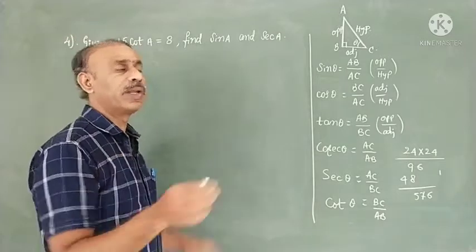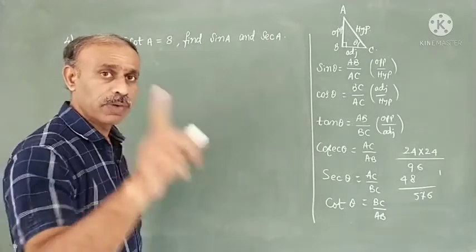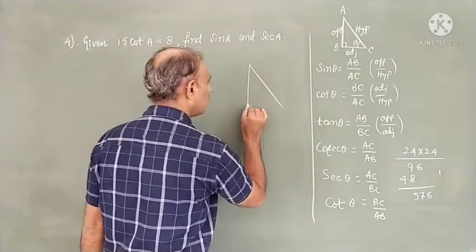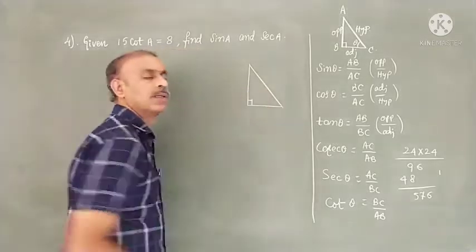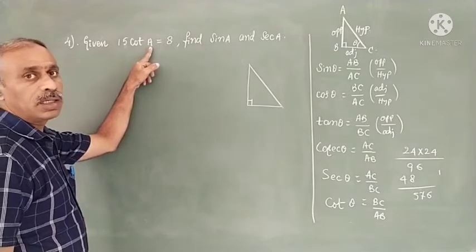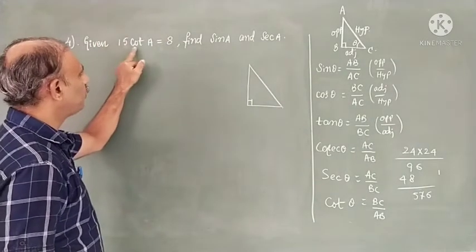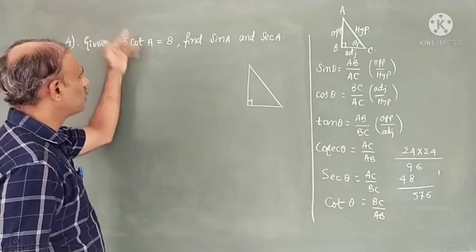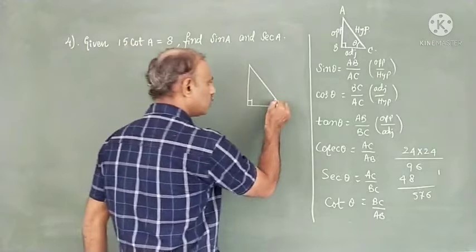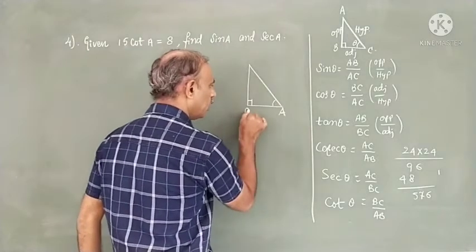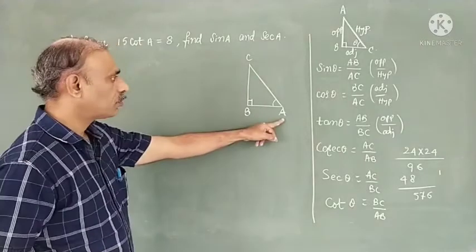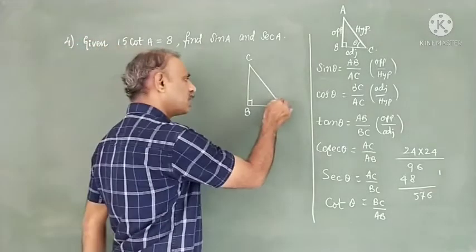Once again, whenever this type of question is given, always go with one right angle triangle. Don't forget. Yes, one right angle triangle. I finished. Leave this cot A of 15. So A represents one acute angle, and then the remaining two are B and C. A is the acute angle you are considering.